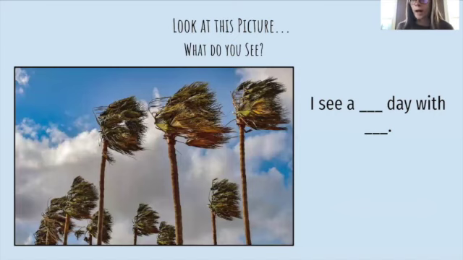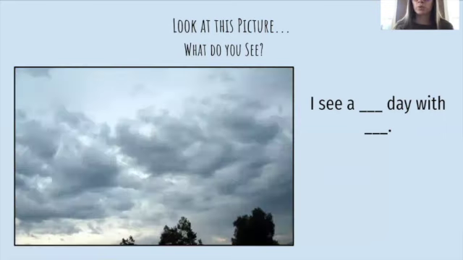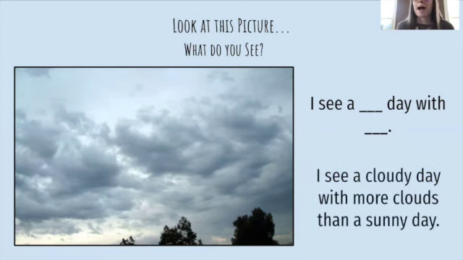Oh goodness. I felt like we were in this kind of weather over the weekend. So the trees are blowing a lot. There's a few clouds up in the sky. I wrote, I see a windy, but still a sunny day with some clouds. Not as quite as many as we saw with the snow or the rain, but there's still some clouds up there in that sky. Ooh, this is a little bit scary looking. I wonder what kind of day this might be. And you think about it. Remember, you're going to write all of these observations down in your science journal. So I said, I see a cloudy day with more clouds than I would see on a sunny day.